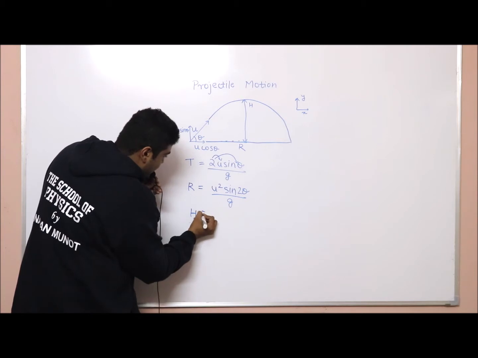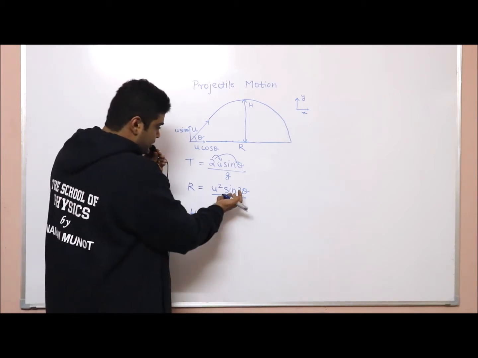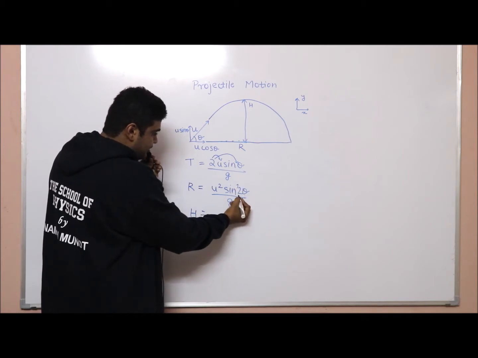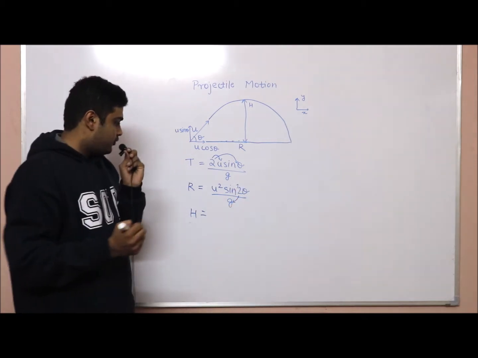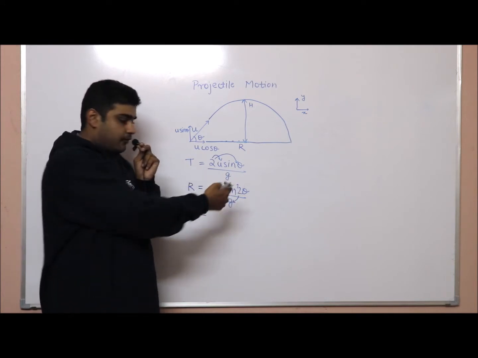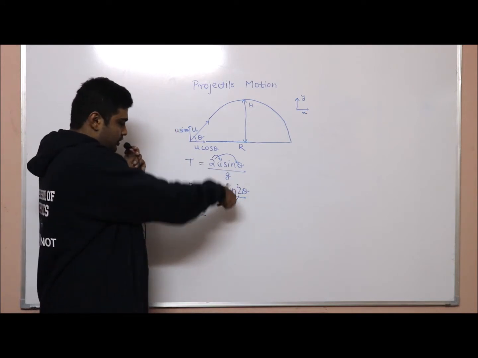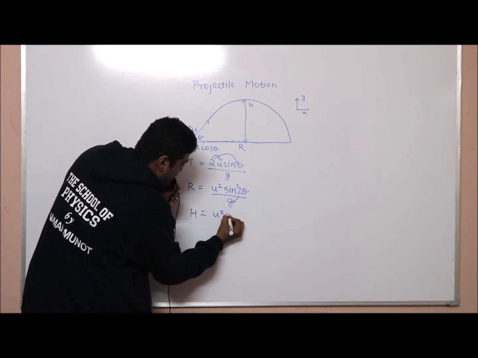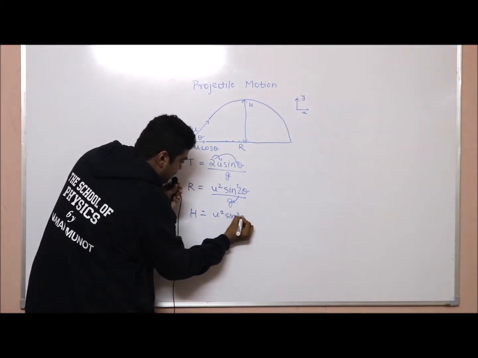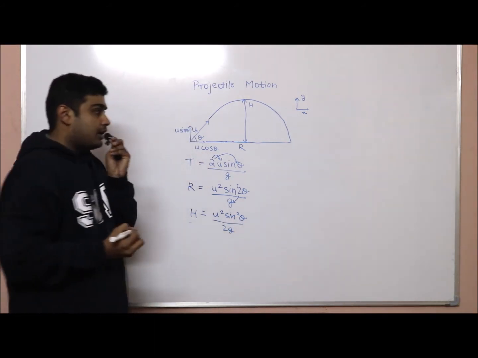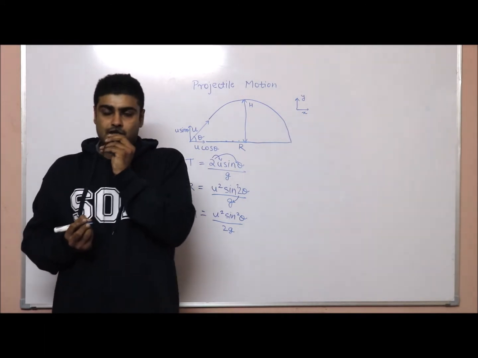For the result of height H, what we do is we take this 2 upwards and we take this 2 downwards. So the result for height H becomes u square sin square theta upon 2g.